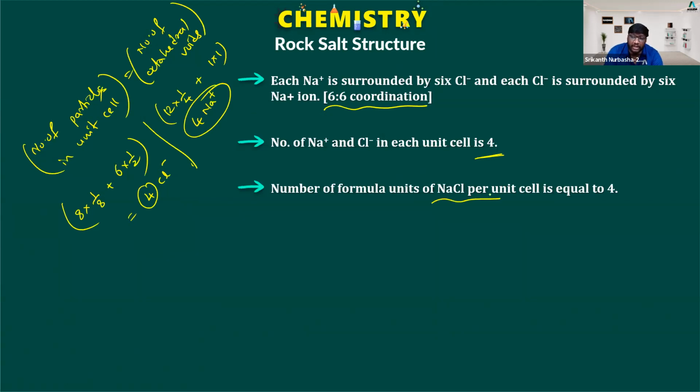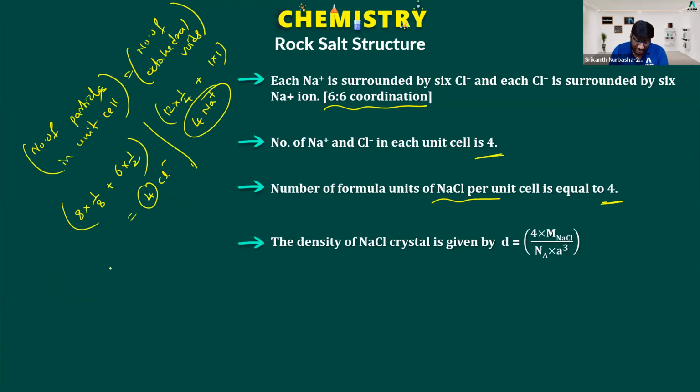So can I say the number of NaCl per unit cell is 4? Na plus ions are 4, Cl minus are also 4. So the number of Na plus and Cl minus combined, the number of NaCl units, will be 4.